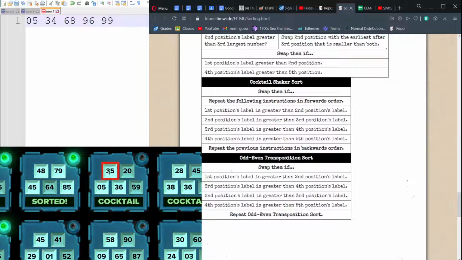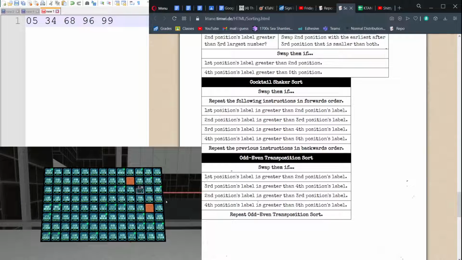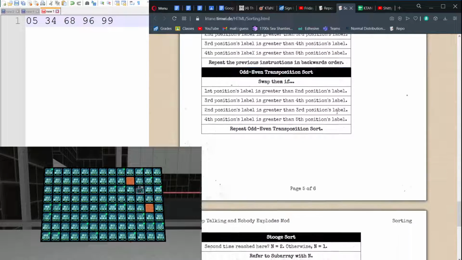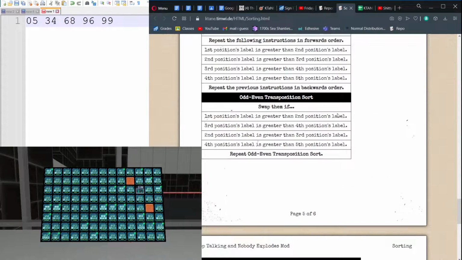1 and 2, 2 and 3, 3 and 4, swap those, 4 and 5, hit that, we go back, 4 and 3, and then 3 and 2. So yeah, that's cocktail shaker sort. Okay, just these two left.